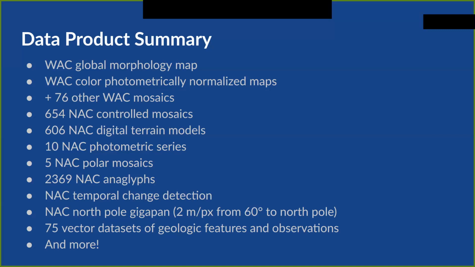We've made photometric series that can help understand the composition of the surface, polar mosaics, NAC anaglyphs, and a lot of change detection. That was actually the focus of Emerson Speyer's PhD that he just got this year. And a North Pole gigapan, which is a 2 meter per pixel image that extends from 60 degrees latitude to the North Pole. It is an absolutely huge product and pretty fantastic to look at because you can zoom way into the details. And there's a lot more.